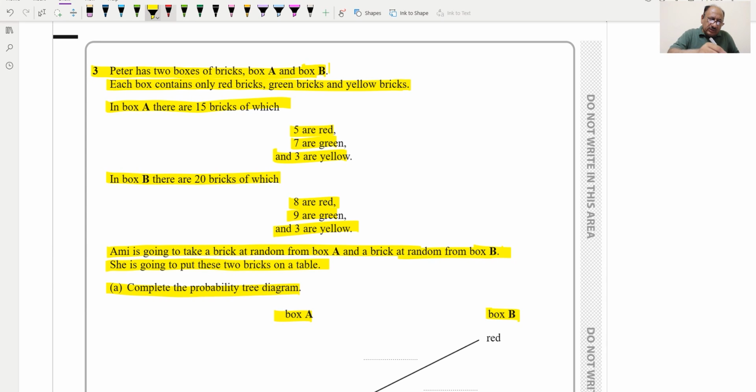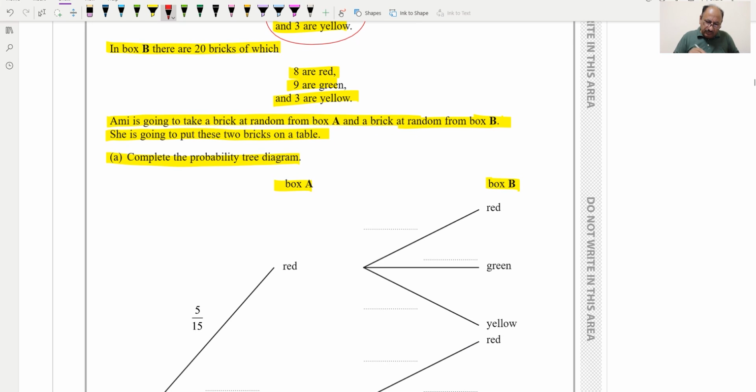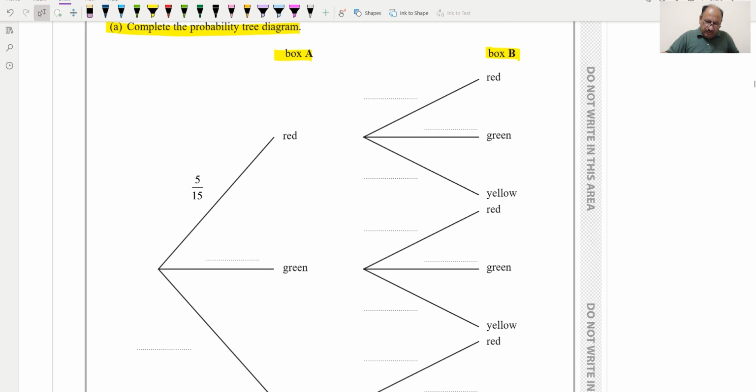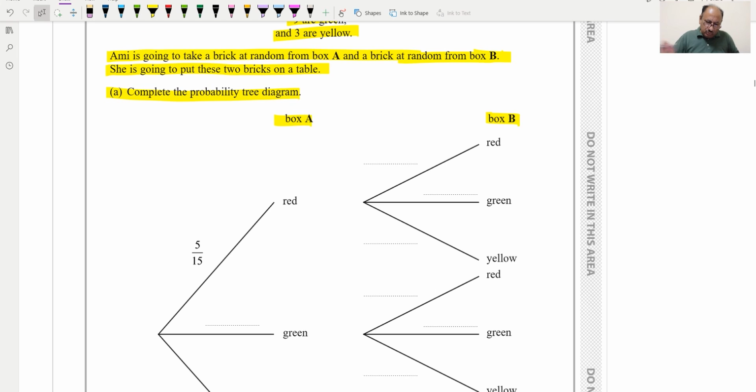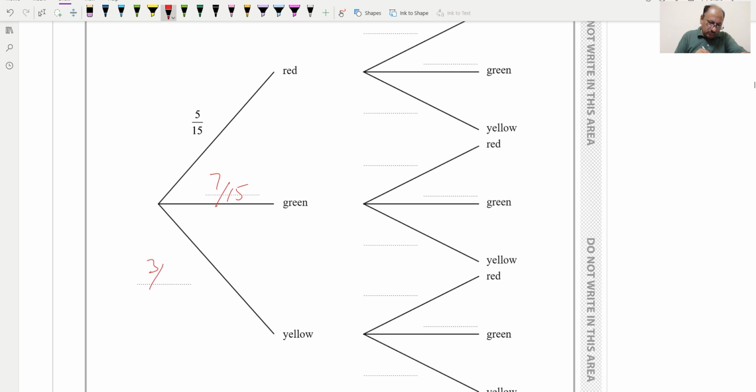So box A situation is this one, 5 red, 7 green and 3 yellow. So 5 red, green are 7, so this probability will be 7 out of 15, and 3 yellow, so 3 out of 15 will be this number.